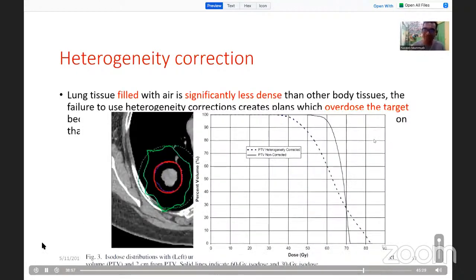This was actually seen in the RTOG 0617 trial, where older algorithms were used. When they actually used modern algorithms, they saw that instead of 60 Gray being delivered, the entire target was actually getting 54 Gray. So this heterogeneity correction is something very important. We have to make sure that the physicist knows about it and that it is implemented. Most of the modern workstations, which have the recent algorithms, do take into account the heterogeneity correction.